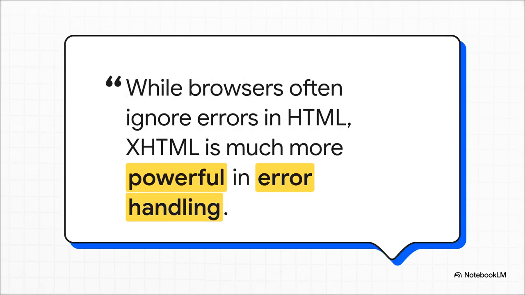And this gets to the exact problem XHTML was trying to solve. You know how browsers are? They're incredibly forgiving. You can write messy HTML, and the browser will do its best to figure it out and show you something. XHTML, not so much. It follows XML's strict rules, so it's not forgiving at all. It demands perfection, which forces you to write much cleaner, better code.